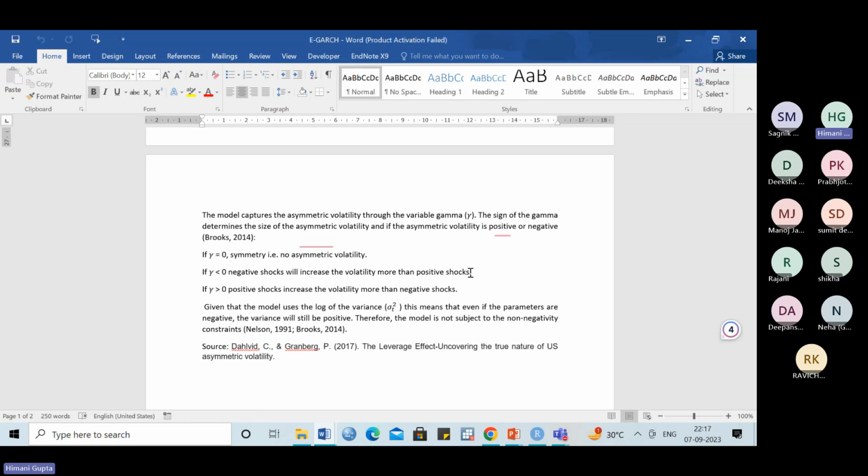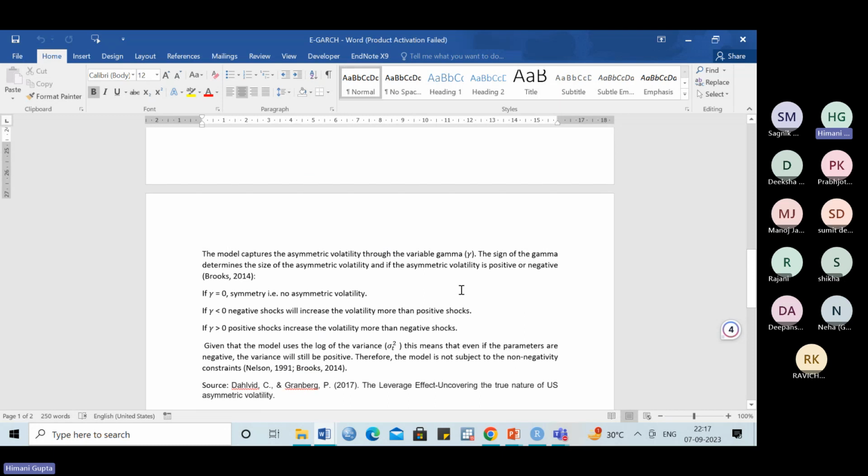If in negative news, COVID-19 news is there, volatility is 20%. If a dividend increase, dividend is given, or companies have more profit, good news is there, or companies issue bonus shares, good news is there, volatility is 10%. So whenever you see a negative sign, this is an indication that negative news has more volatility than the positive news. And if your gamma is positive, it means positive news increases the volatility. Positive news has more volatility than the negative news. Got it?